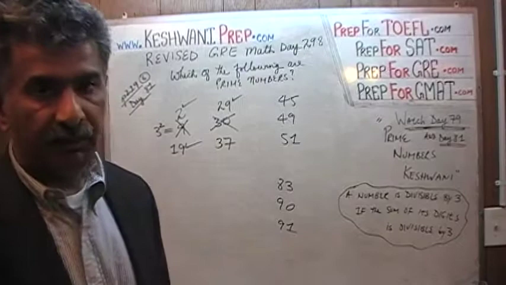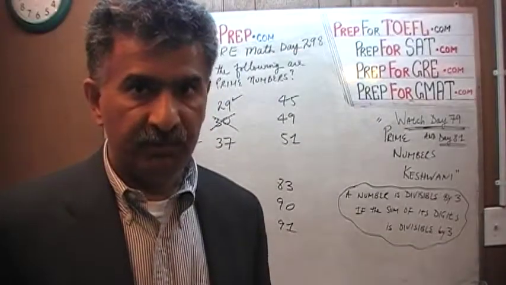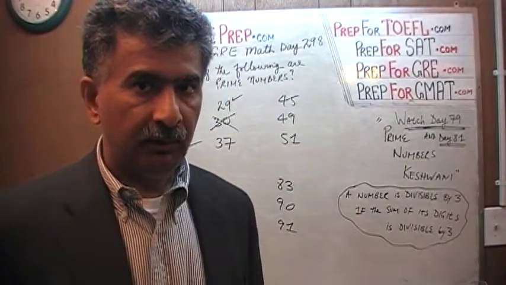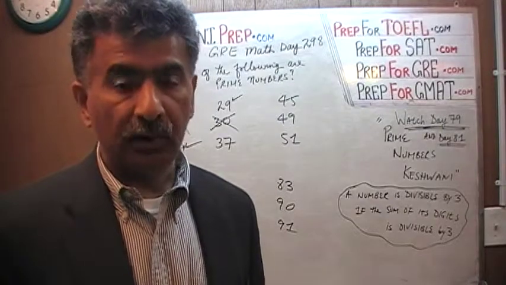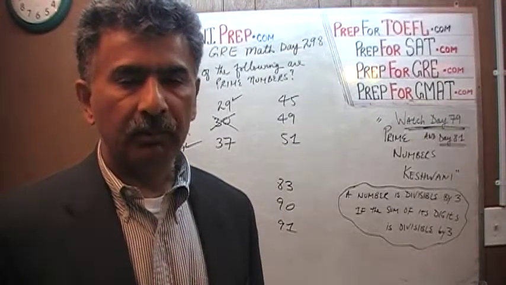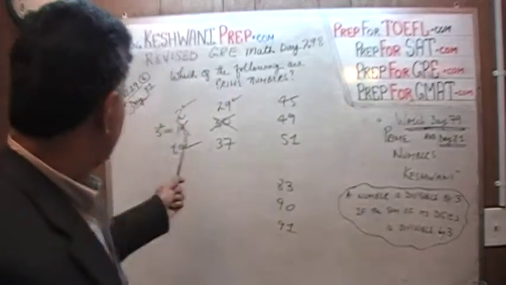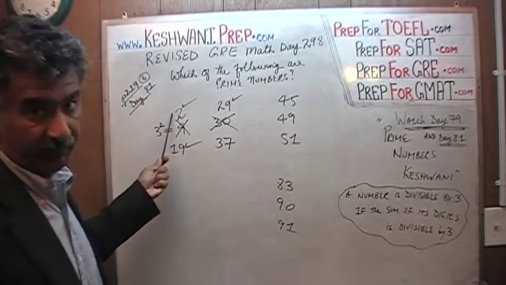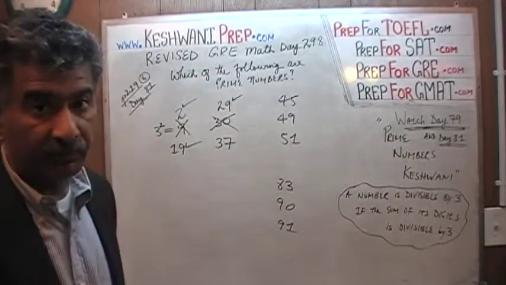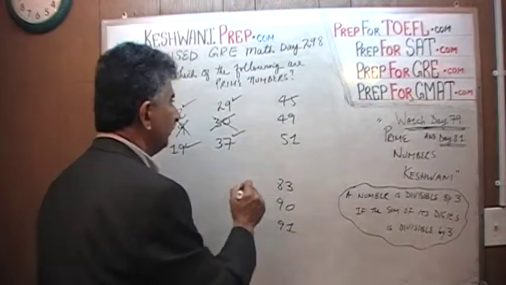30 is not a prime number. No even number can be a prime number, because if it's an even number, obviously by definition it can be divided by 2. Other than itself and 1, it can be divided by 2. The only exception is 2. 2 is the only even number that's a prime number. No other even number will qualify as a prime number. 37 is a prime number.